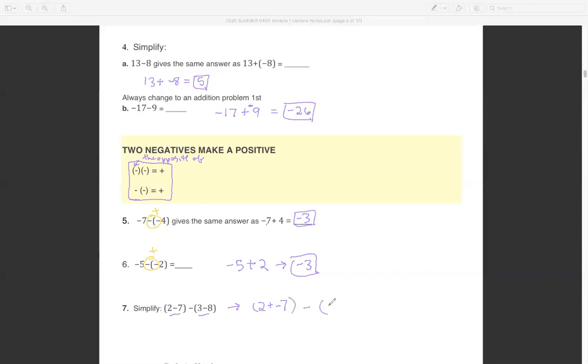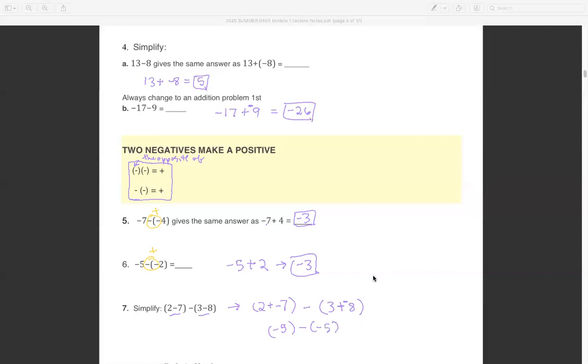If you want to use the subtraction property on this one, the subtraction property says subtracting is the same as adding the opposite. The opposite of a positive 8 is negative. So what's happening here in terms of money, we have $2, we owe somebody $7, which means we still owe $5. Here we have $3, we owe somebody $8, which means we still owe $5.